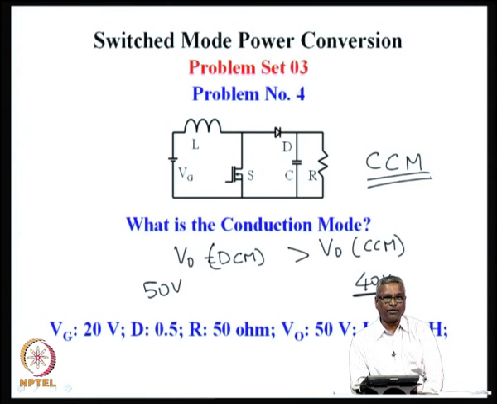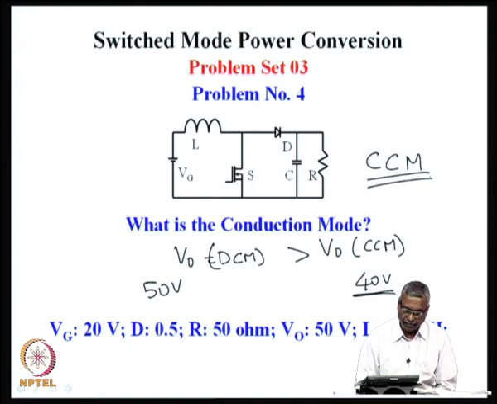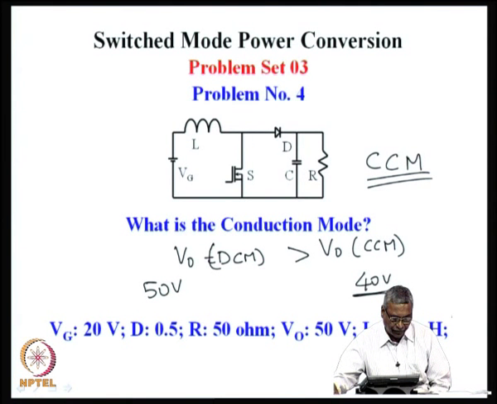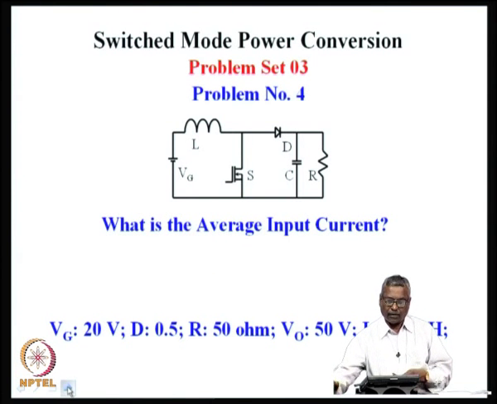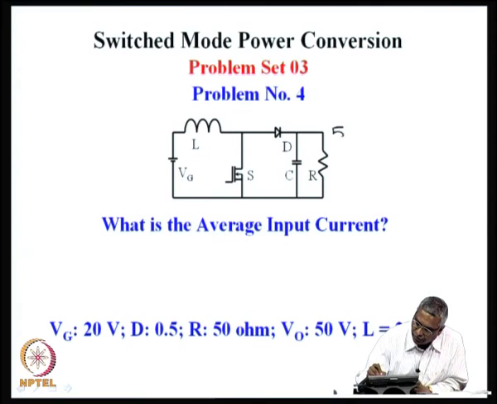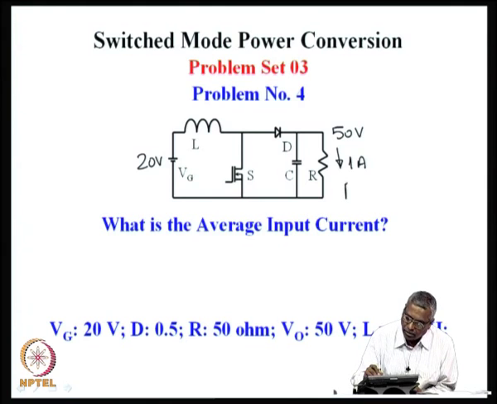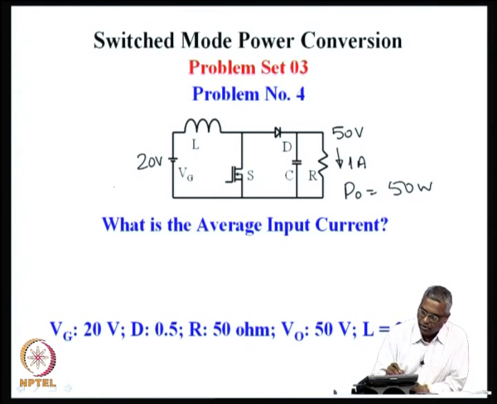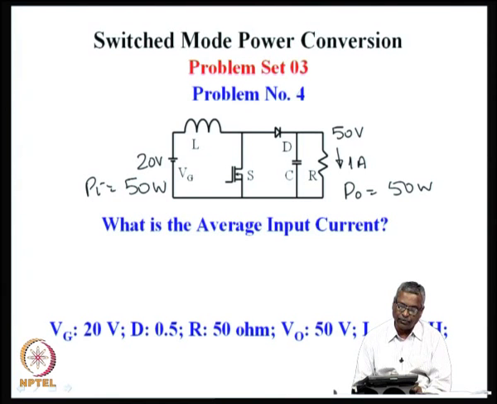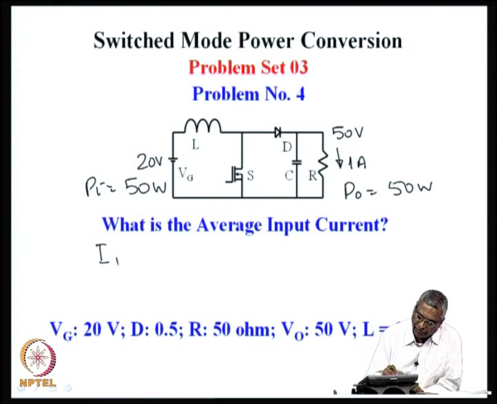The operating point of the converter is such that the inductor current reaches 0 before the end of the cycle. The inductor current is not continuous. So, let us see how the inductor current will look like. In this particular case, we have output of 50 volts and 1 ampere, and input is 20 volts. So, if we neglect all the losses, P naught is 50 watts, Pi also will be 50 watts. If the input power is 50 watts and input voltage is 20 volts, we can say that the average input current will be P naught divided by Vg, which is 2.5 amperes.